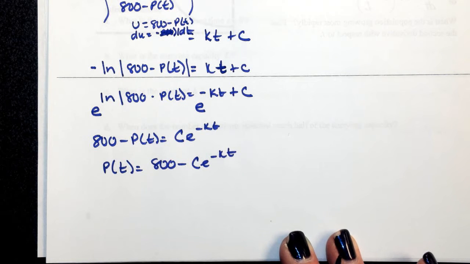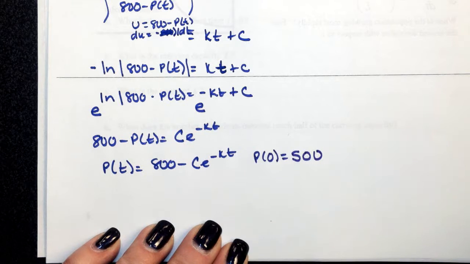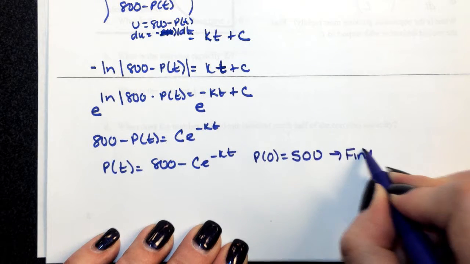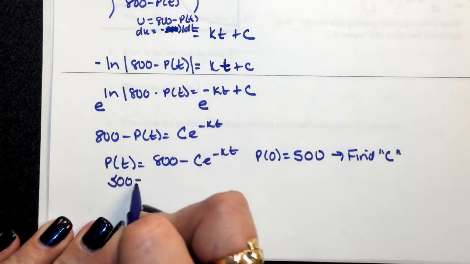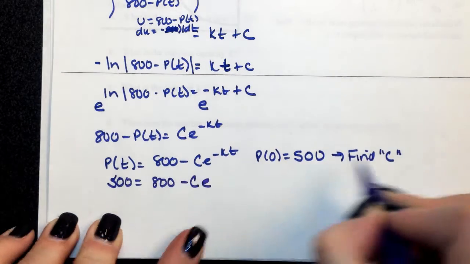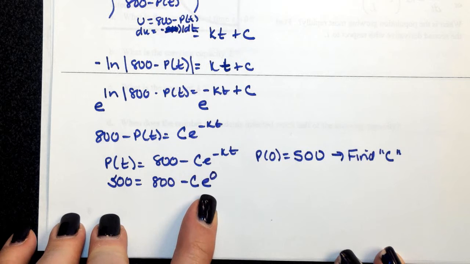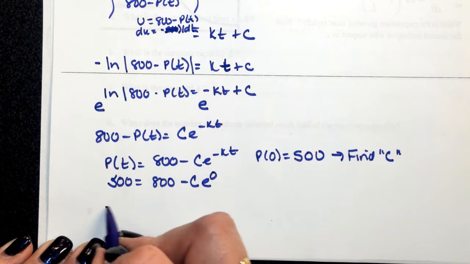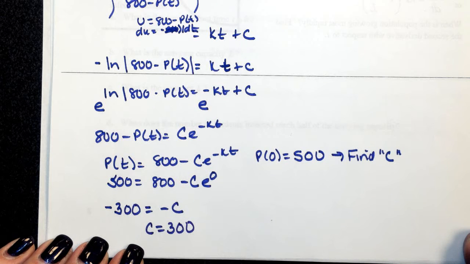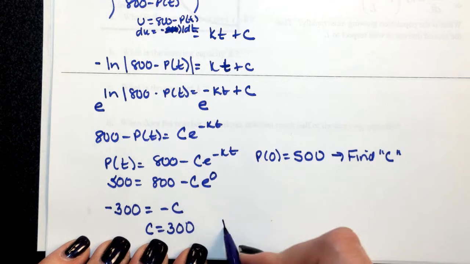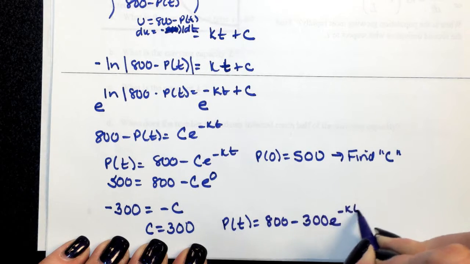Now they gave me that initial condition. The initial condition, they said that p of 0 is equal to 500. So now I want to find c. So 500 will be equal to 800 minus c times e. Since t is 0, this is all going to be e to the 0. So e to the 0 I know is 1. So if I subtract 800, that's going to give me negative 300 is equal to negative c. So c is equal to 300. So finally now, I can write my p of t is equal to 800 minus 300 times e raised to the negative k times t power.